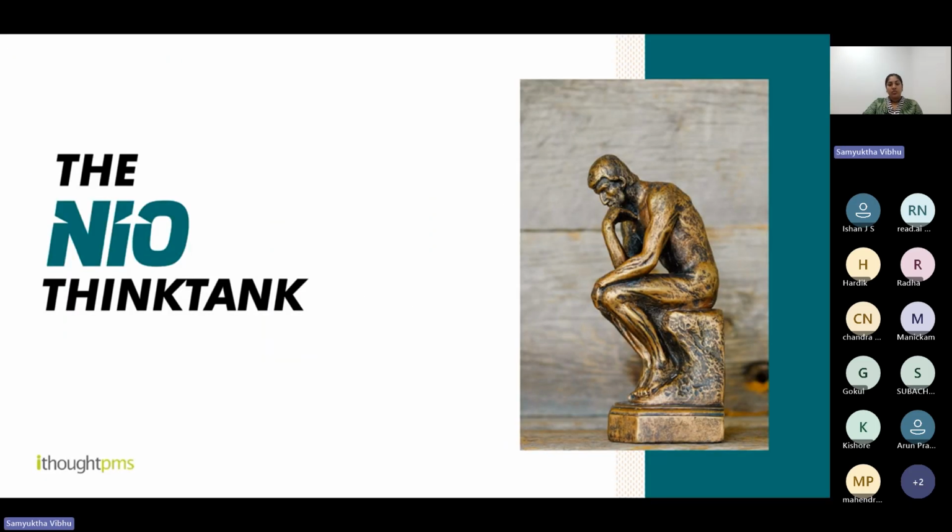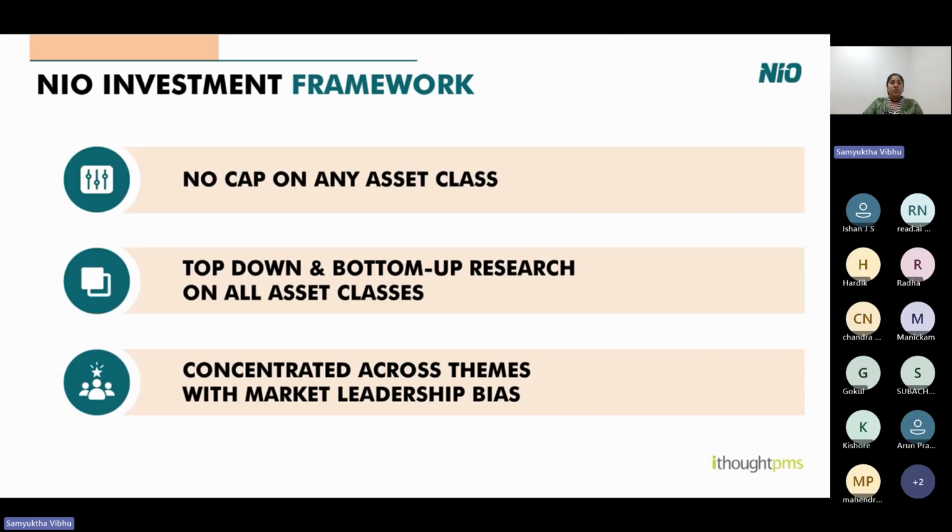So moving on to the think tank from Neo. What is our investment framework? We don't really have any cap on asset classes. This allows us to participate in different assets at different times and align our investment strategy with what the market is offering as an opportunity, right? We do both top-down and bottom-up research. This means that we have a macro-proof portfolio, but at the same time, we are not missing the micro opportunities either.